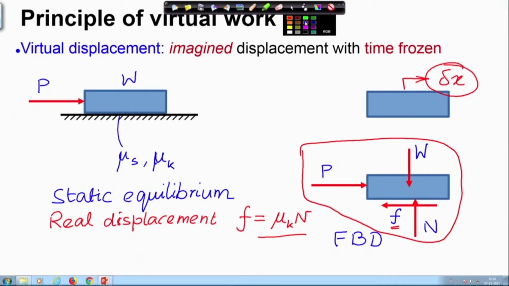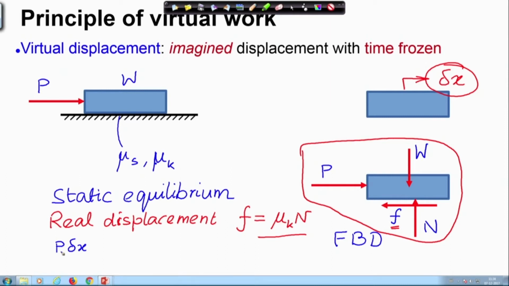So, what I have is P times delta x. Now, you see that the direction of P and the direction of delta x is the same. So, P and delta x are in the same direction.